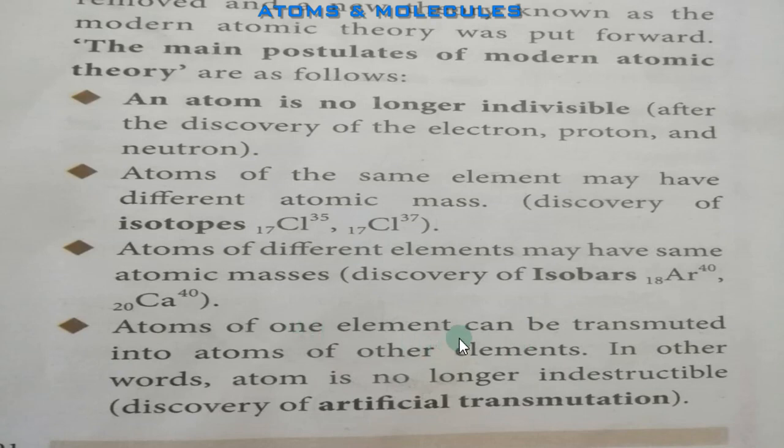Then see the next point, atom of one element can be transmuted into atom of other element. That means atom of one element can be converted into atom of other element. That is called artificial transmutation. In other words, atom is no longer indestructible. It will not easily be destroyed. Have you understood this point? So note this one mark question in your notebook: atom of one element can be transmuted into atom of other element is called artificial transmutation. This is a book back question.